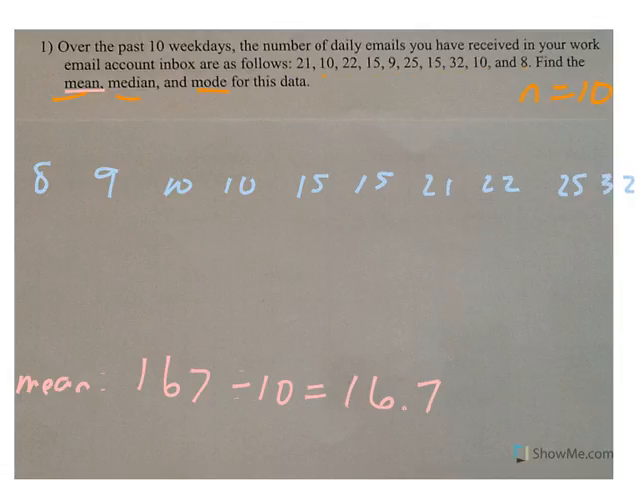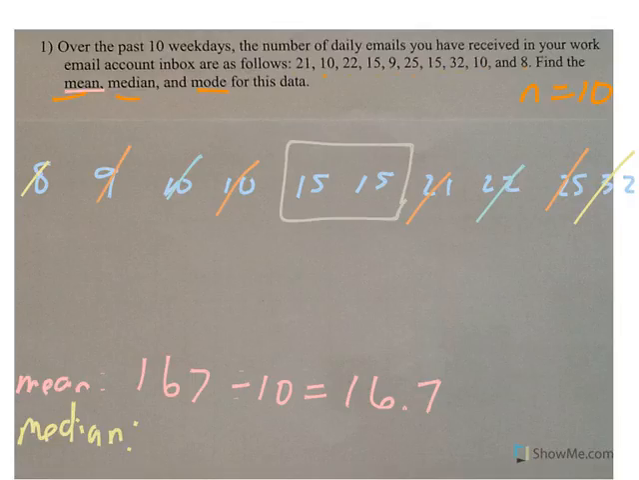Okay, now to find the median. To find the median, we want to find the middle number. So I want to work my way to the middle. I take out one of these, small and big. You kind of cross them out. Take out a small, take out a big. Take out a small, take out a big. Take out a small, take out a big. And then you will notice that you have, in this case, 2 numbers.